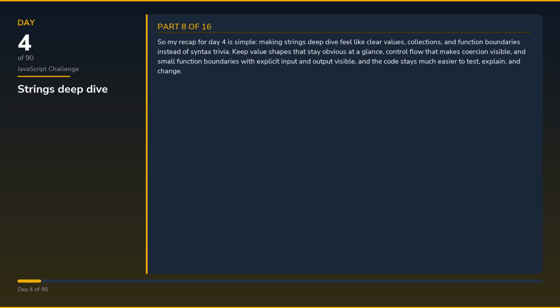So my recap for day 4 is simple: making strings deep dive feel like clear values, collections, and function boundaries instead of syntax trivia. Keep value shapes that stay obvious at a glance, control flow that makes coercion visible, and small function boundaries with explicit input and output visible, and the code stays much easier to test, explain, and change.